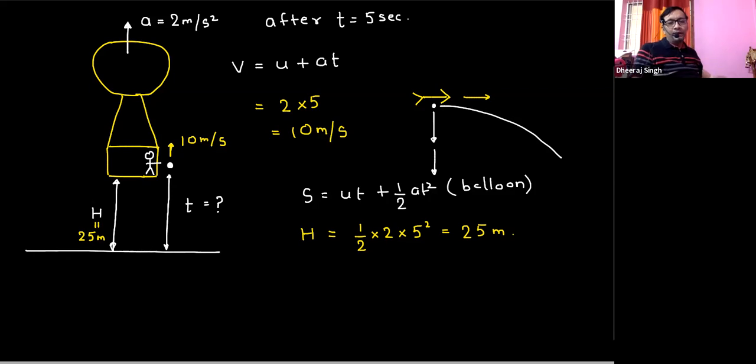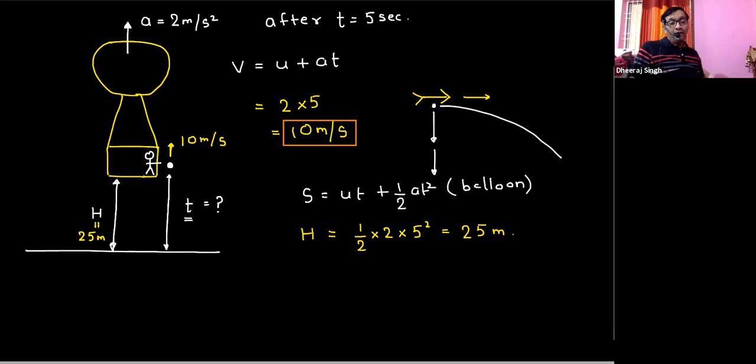Okay, so somebody was asking me why the velocity of the stone is 10. I think I have repeated this multiple times, but I'll tell again. This is because of inertia. When you drop something from a moving station, when you yourself are moving and you drop something, immediately after dropping, that object will try to move with the same velocity with which you yourself are moving. So that is why the initial velocity of the stone which you're dropping is the velocity of the balloon, which is 10 meter per second upwards. Getting it? All right, now we need to find t.